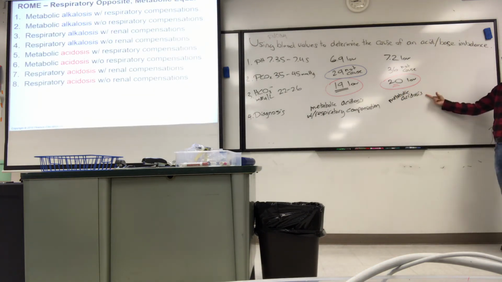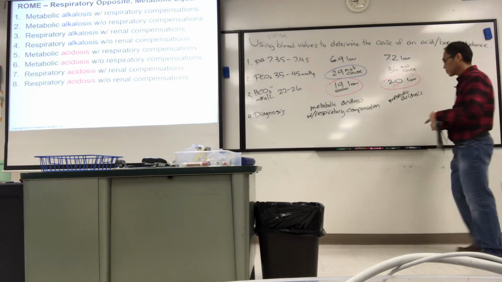So your kidneys are failing you. Are the lungs helping? Well, if it's in the normal range, the rule is they're not helping. Okay, so that's all you say. So this is a metabolic acidosis without the respiratory compensation.